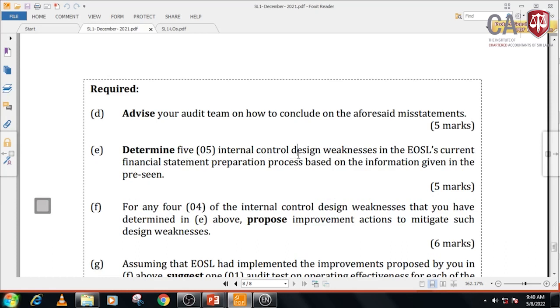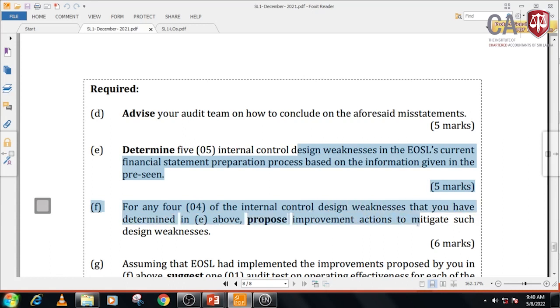Identify 5 internal control design weaknesses in the current financial statement given in the pre-seen. That is the key thing, which means easily if you studied the pre-seen, these 5 marks, you just have to determine 5 weaknesses. And then if you look at the balance question, for any of the 4 weaknesses you have determined above, propose improvement action to mitigate. Now you see the value of this question is not just 5 marks, you have to look at the 6 marks also, because they are connected.